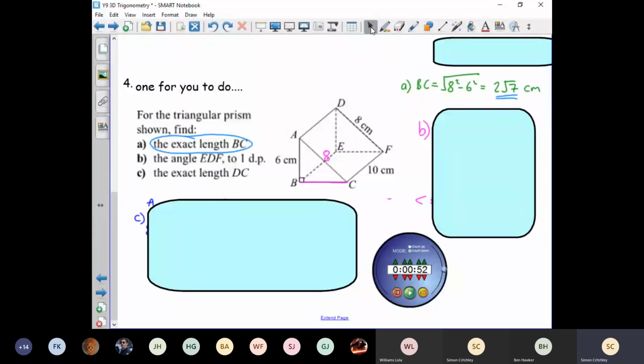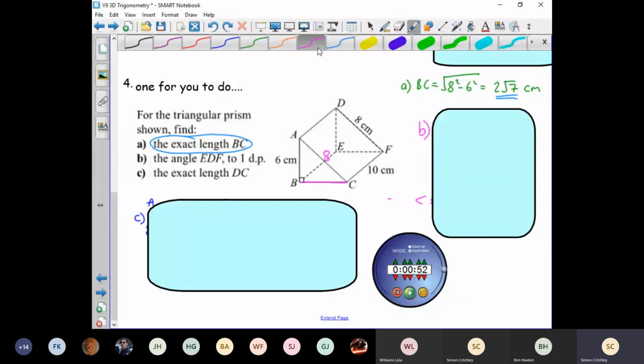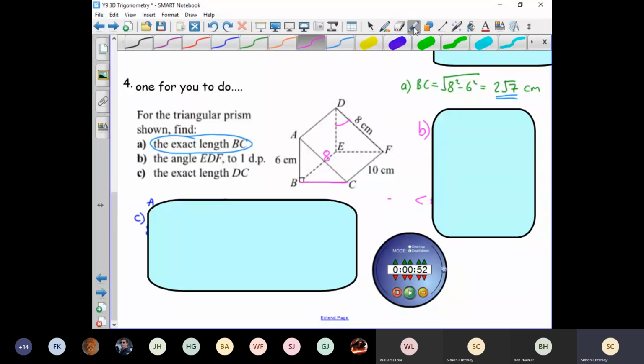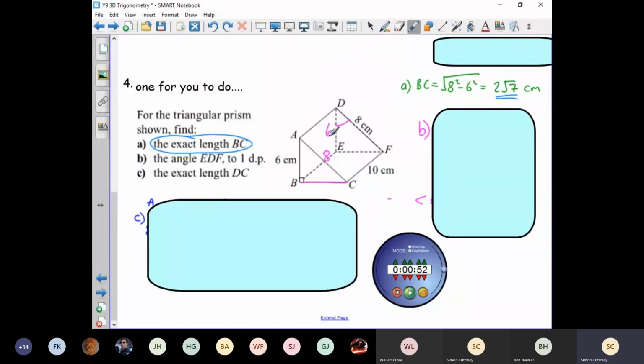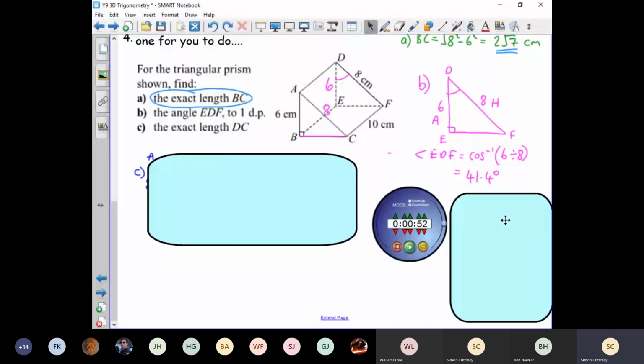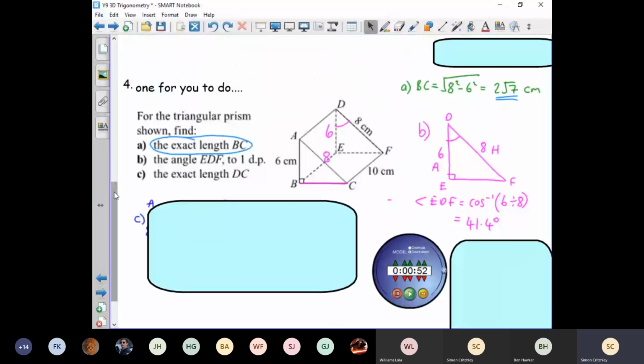Right, part B then. I'm going to go on to the angle EDF. E to D to F is this angle at the top here, and it doesn't seem to be too much to this, does there? Because we've got most of the lengths already. We could use that was a 6, or that was equal to 2 root 7. Probably best to use the 6 and the 8 there. 6 and the 8, inverse cos to give us 41.4 degrees for that answer. That one, 6 divided by 8, adjacent divide by hypotenuse.